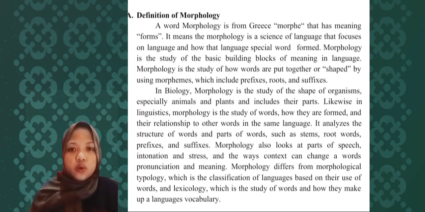Definition of morphology. The word morphology is from Greek, morph, meaning forms. It means morphology is a science of language that focuses on language and how words are formed. Morphology is the study of the basic building blocks of meaning in language. Morphology is the study of how words are put together or shaped by using morphemes, which include prefix, roots, and suffix.